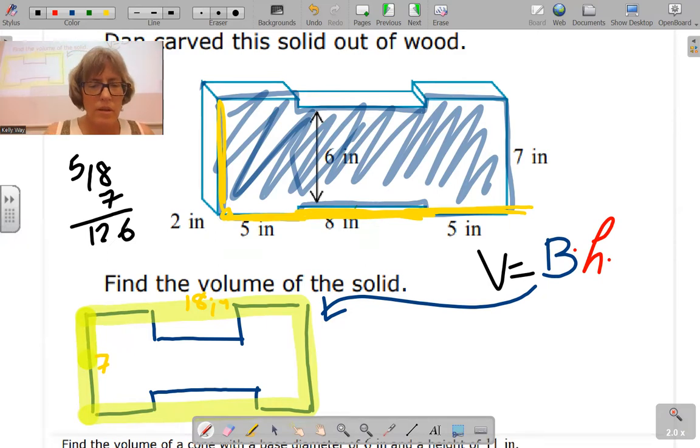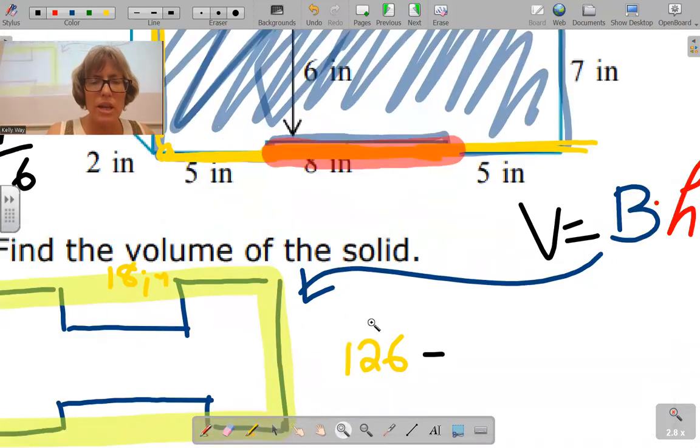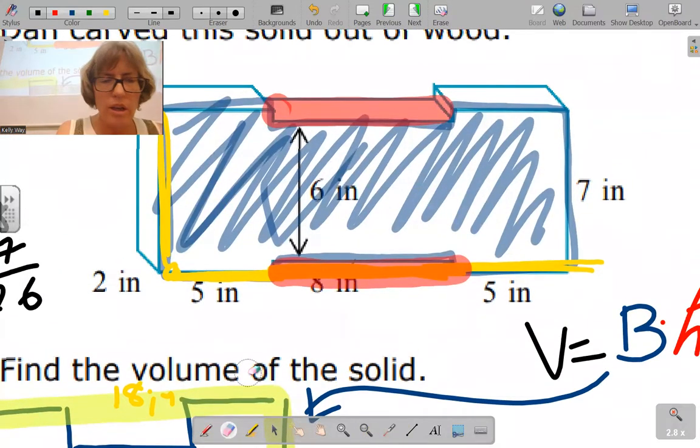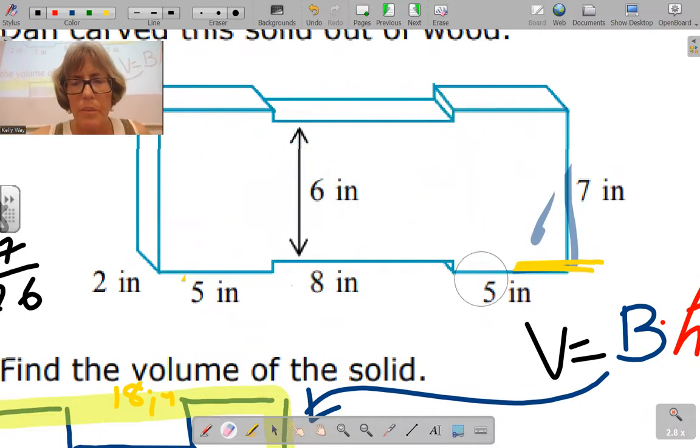126. And then if you look carefully, we have these 2 tiny little rectangles that we're going to cut out. So we are going to go 126. We're going to cut out these 2 rectangles here. Let's take a look and see what we can do with those. Watch very, very carefully. Let me get rid of all this extraneous stuff so you can see it.